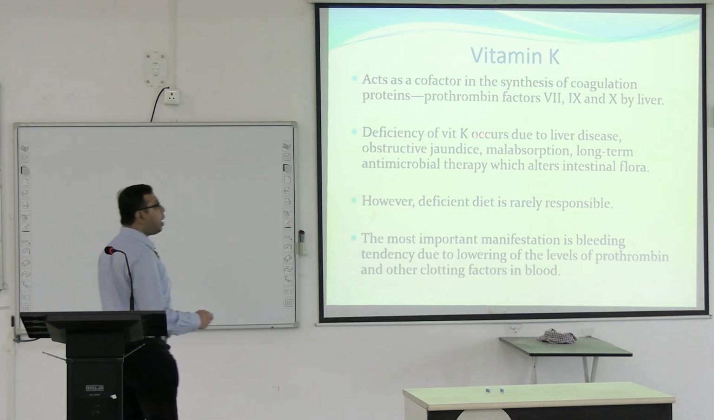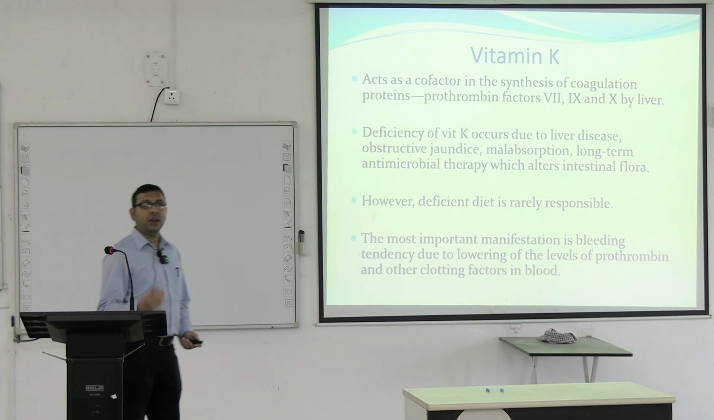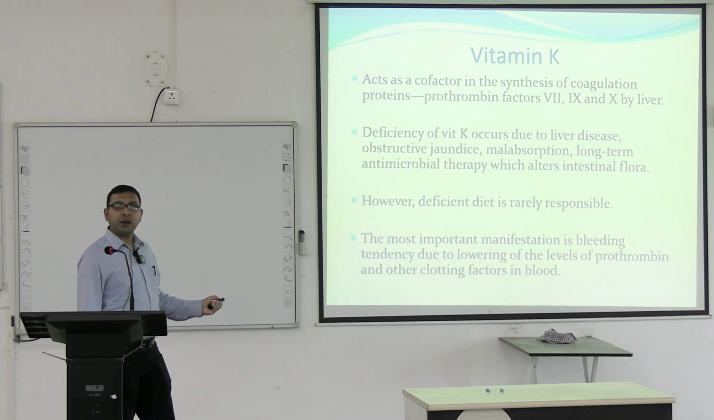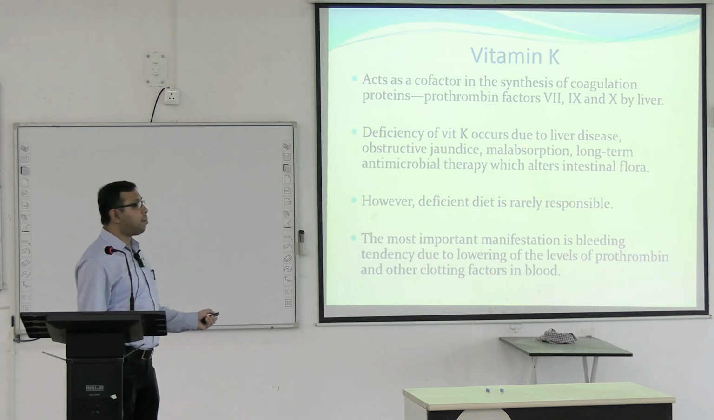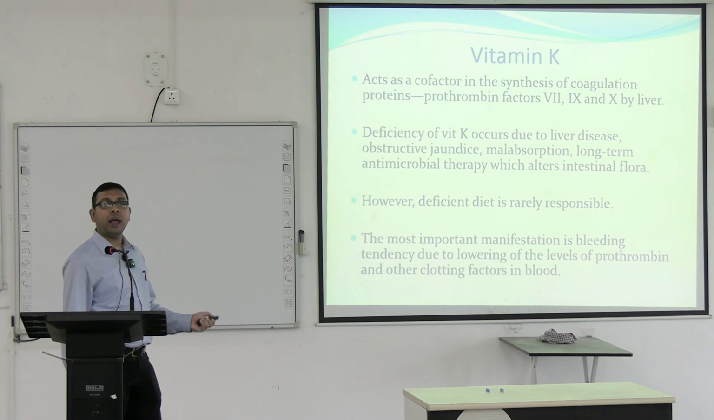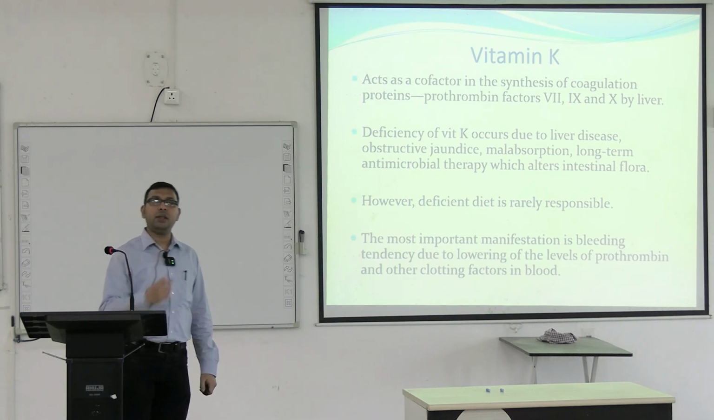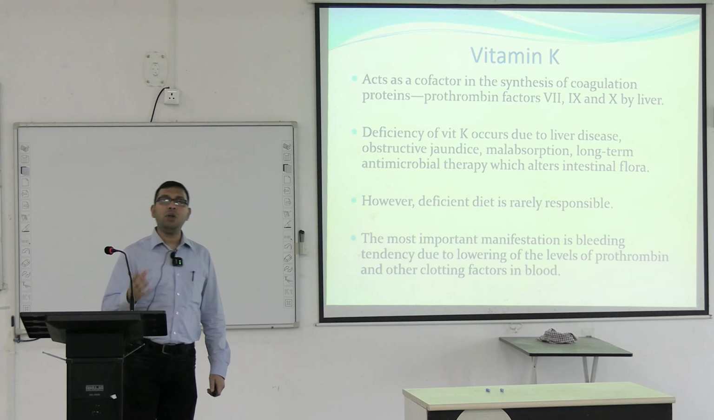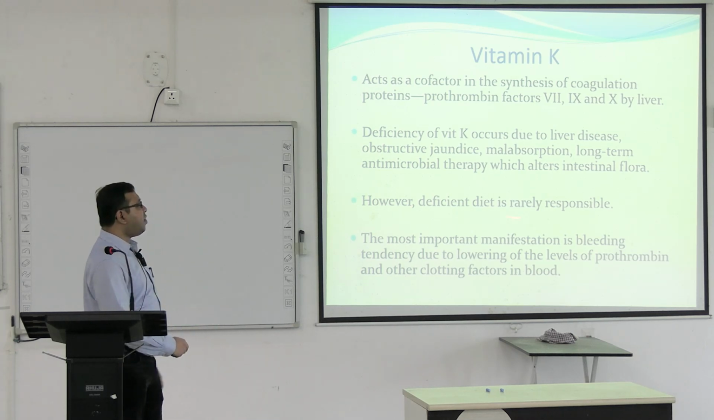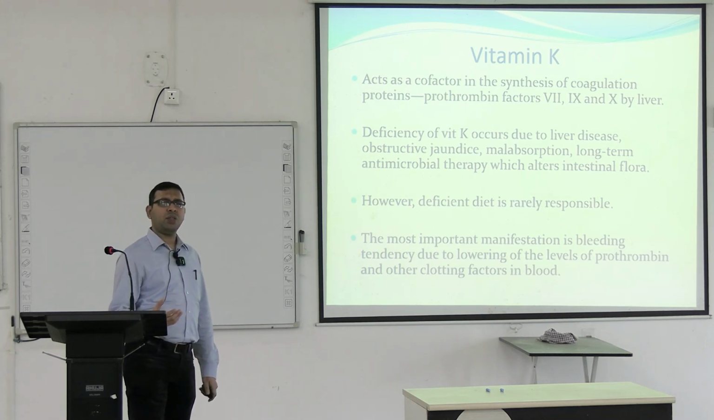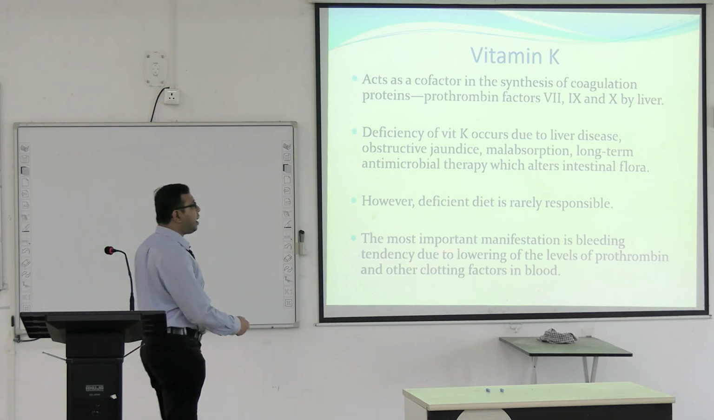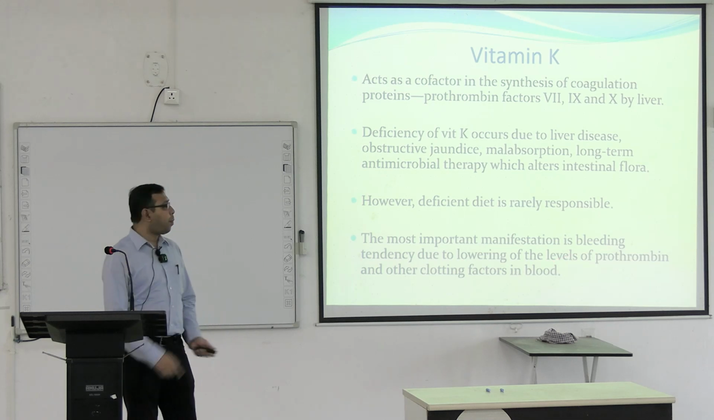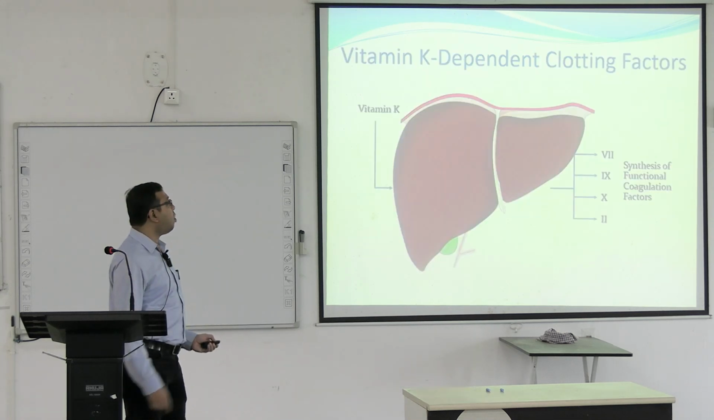Deficiency of vitamin K usually happens when there is some liver disease, when there is obstructive jaundice, that is obstruction in the bile ducts or in the liver canaliculi, some malabsorption syndrome, or long-term antimicrobial therapy which alters the intestinal flora, because that also synthesizes vitamin K. So in these cases there will be vitamin K deficiency. Deficient diet is rarely responsible, because it is present in different types of vegetables. The most important manifestation is bleeding tendency due to lowering of the levels of prothrombin and other clotting factors in the blood. So, increased bleeding.